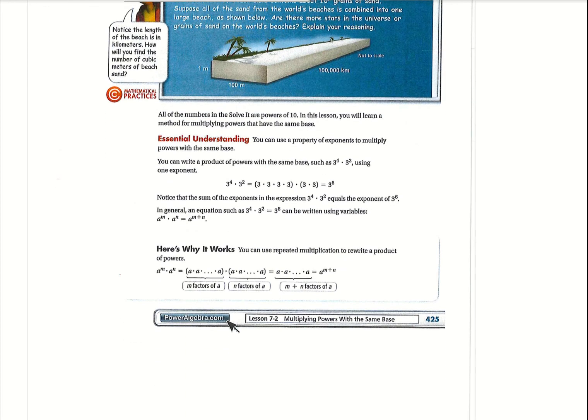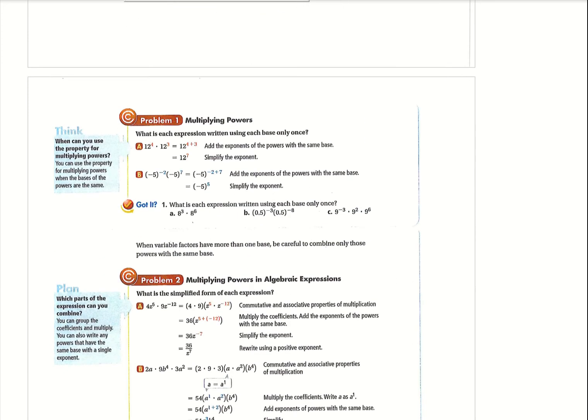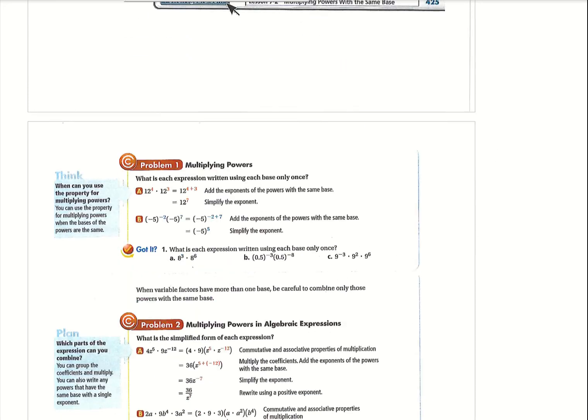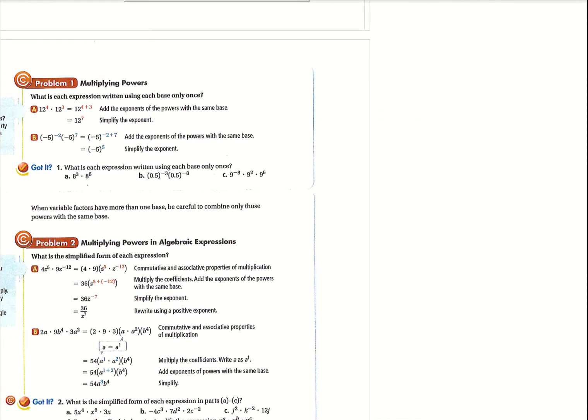Okay, so we're just going to jump into it. I'm going to scroll down to page 426. We're going to start by looking at problem 1. Problem 1 is a good example of the basics of what we're looking at with this lesson. It gives us 12 to the 4th power times 12 to the 3rd power.